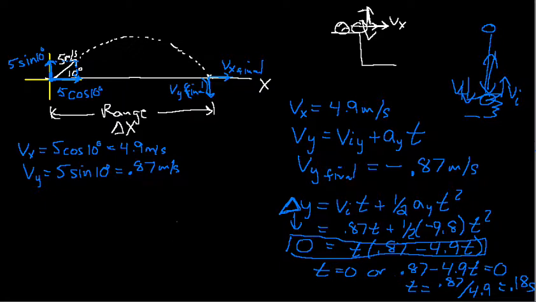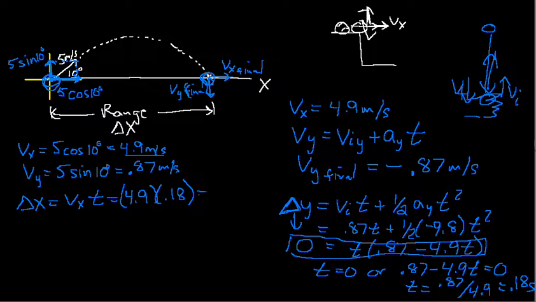Okay, so that time is how long it takes to go from this position here to this position here. That's the time. So our range, delta x, then, is going to be the initial velocity in the x times time, which is the initial velocity in the x, 4.9, which is this one here, times 0.18 seconds. So this is going to be the range, and that is going to be 0.88 meters.